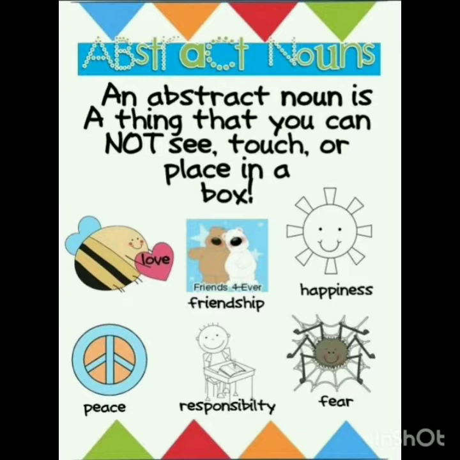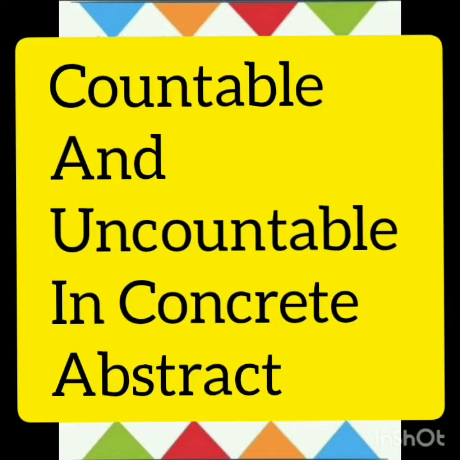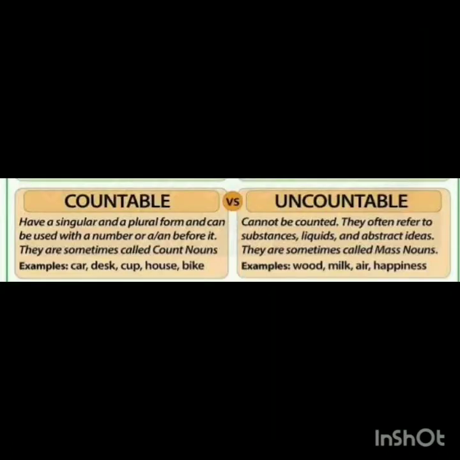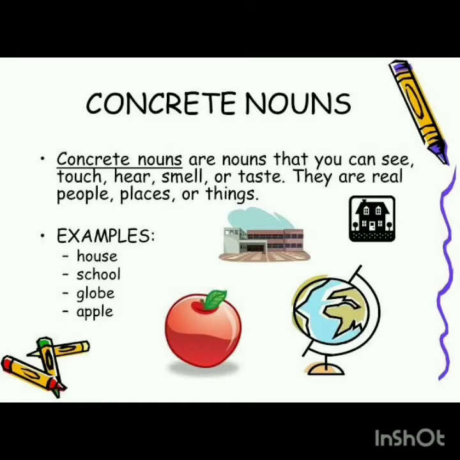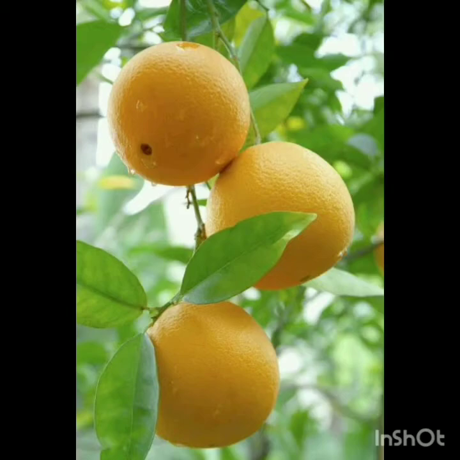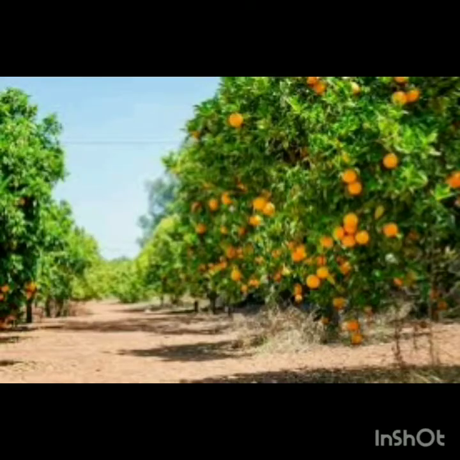So, dear students, today we are going to talk about countable and uncountable nouns in the concrete and abstract. As we know, countable nouns are those which can be counted and uncountable are those which cannot be counted. Concrete nouns are the nouns which can be seen. For example, an orange. We can count that this is an orange. But when loads and loads of oranges are grown in an orchard, we cannot count them, right? So in concrete, the orange is countable, but when there are hundreds and thousands of oranges, we cannot count them, so this is uncountable.